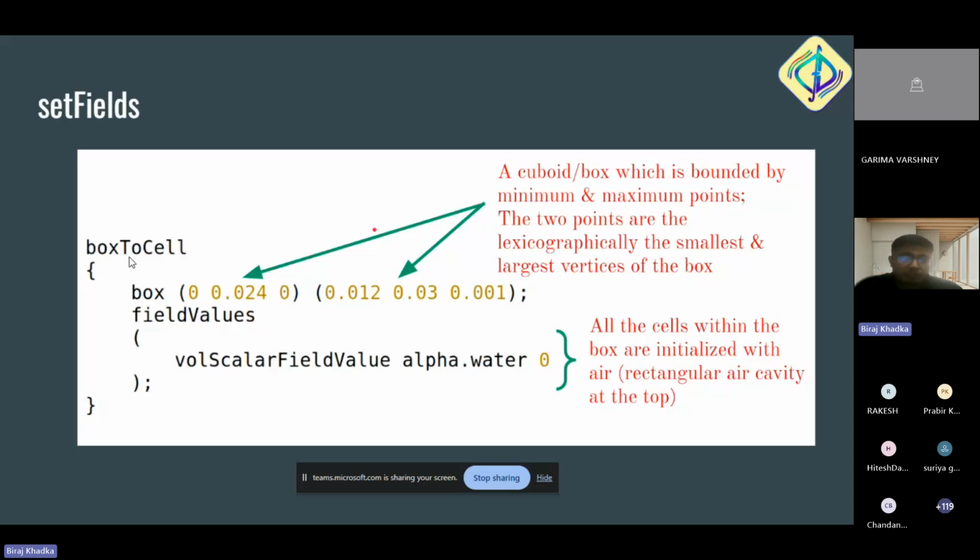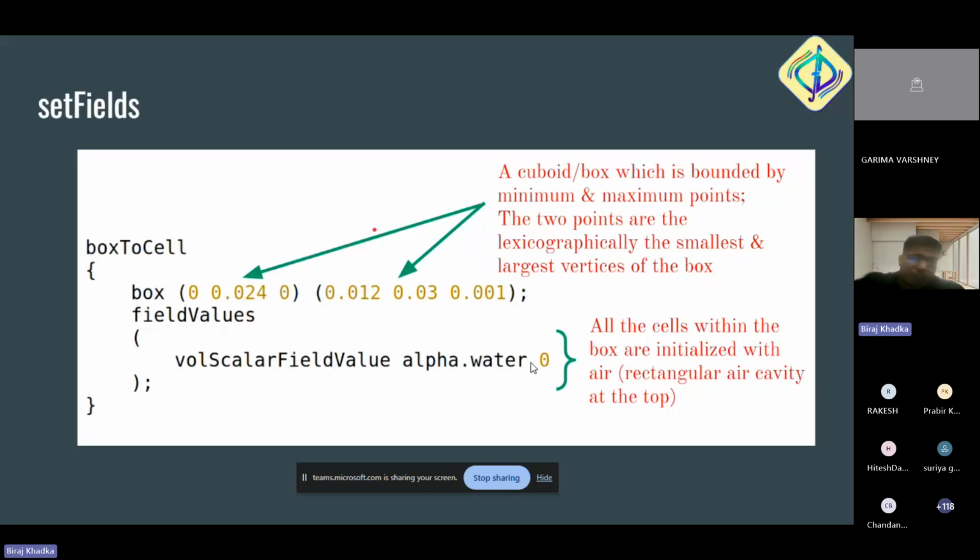As John sir has already mentioned, if you don't know any syntax, you can use banana or any name, and whenever you run the simulation, it will throw an error and give the options to put in, and you can set accordingly. For the box, we have to define the extreme points of the box, and similarly the alpha.water will be 0. That means the cells inside this box region are initialized with air and not with water.